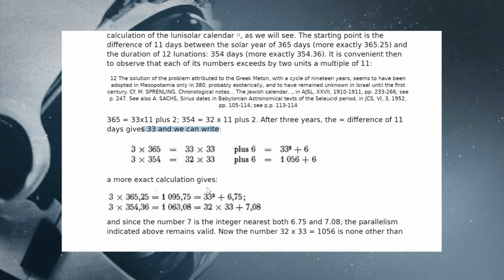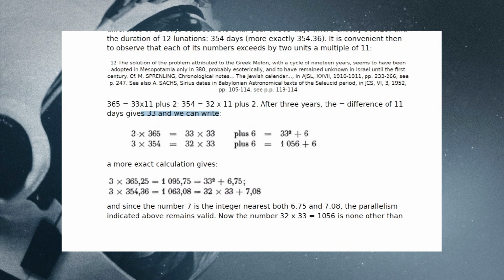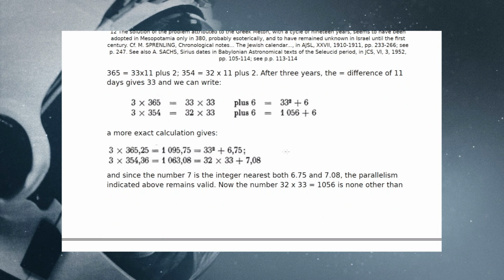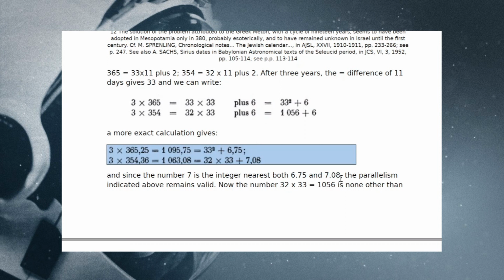So then we can write it this way. After 3 solar years, it is 33 times 33 plus 6. And again, the 6 is coming from the 2-day difference. And again, 3 lunar years, 32 times 33 plus 6, gives you 1,056 plus 6. Now, as he is going to point out, the more precise calculation, the nearest whole integer, is actually 7. So you really could say all of these numbers plus 7. So the parallelism indicated above remains valid.